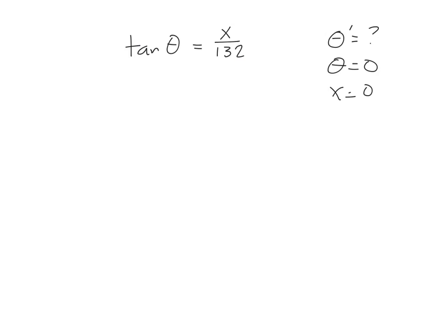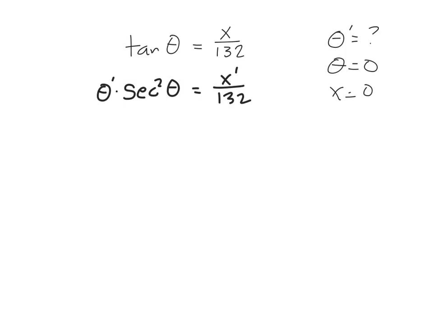Now let's take the derivative. We do that derivative implicitly. So we're going to take the derivative of tangent theta with respect to time, and that'll give us the derivative of secant squared theta times theta prime. I'm going to write it out here just so it's clear that I'm multiplying theta prime by secant squared of theta. The derivative of x over 132 is 1 over 132 times x prime, so that's going to be x prime over 132. Now at this point we can plug some values in.